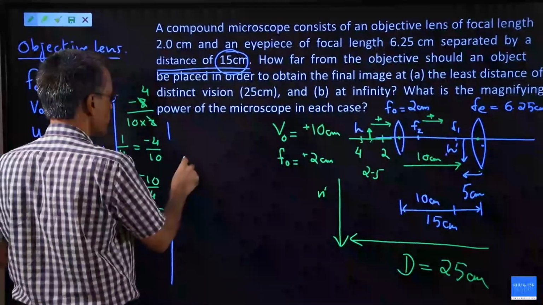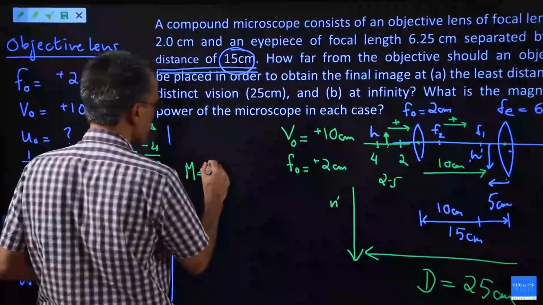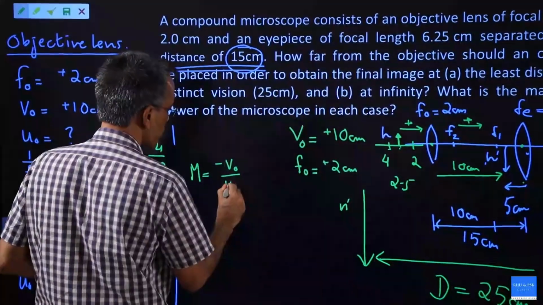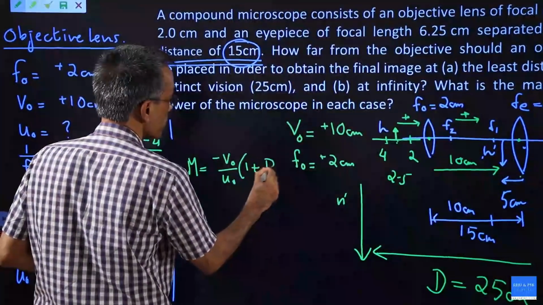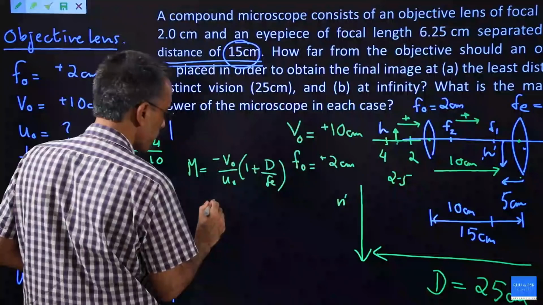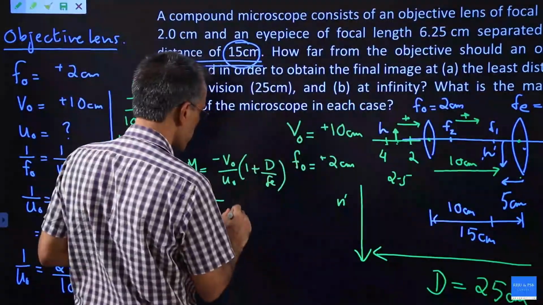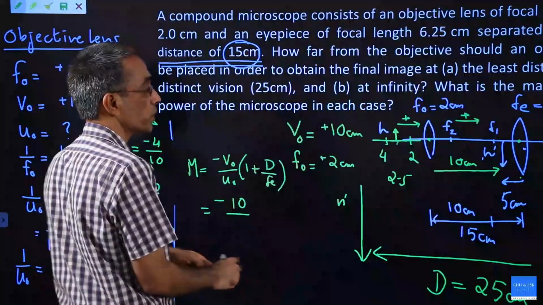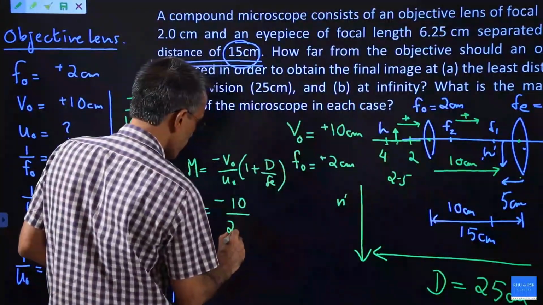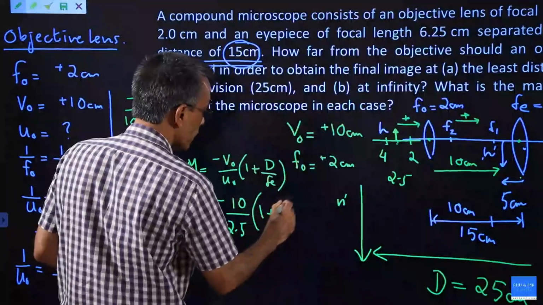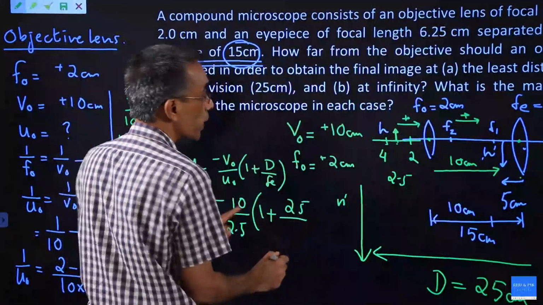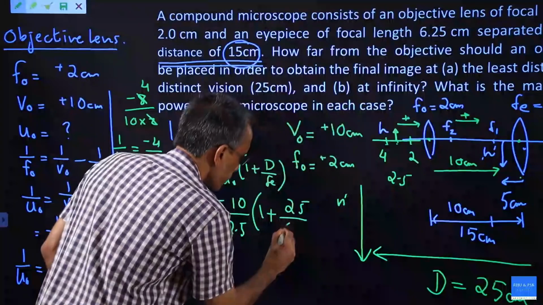I will calculate the magnification. Magnification is given by minus VO by UO into 1 plus D by FE. I told you don't apply any sign convention. What is VO? Take the magnitude. V of the objective is how much? It is 10. What is U of the objective? It is 2.5, into 1 plus D is 25 and FE is 6.25.